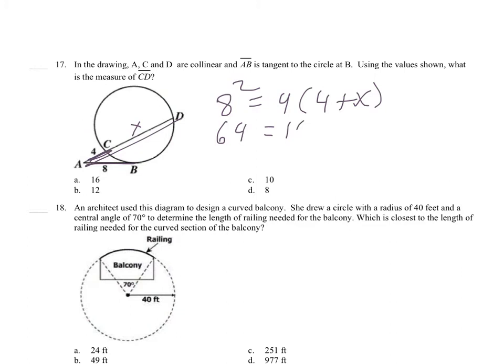64 equals 16 plus 4x. Subtract 16, you end up with 48 equals 4x. Divide both sides by 4, and x equals 12, which is what you're looking for. CD, we labeled it x, so it works.